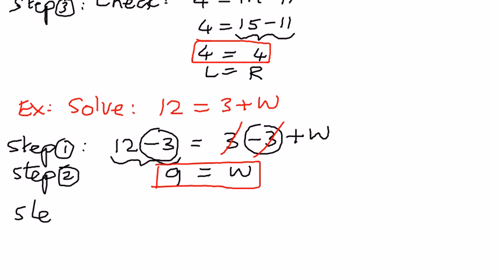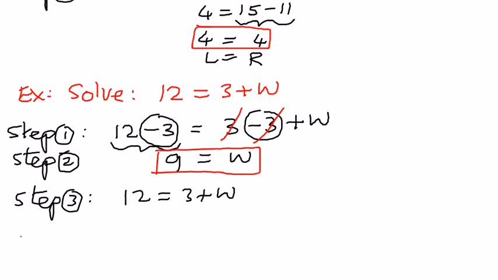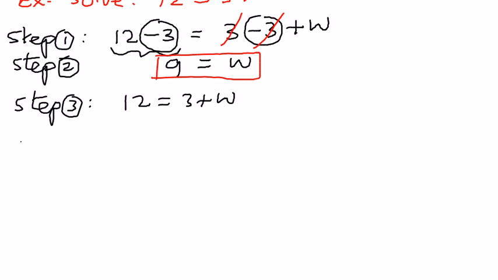In step number 3, we said we're going to go back and check our work just to make sure that the solution we have arrived at is correct, or if we need to modify or correct it. So 12 is equal to 3 plus w is our original equation, and we want to check our work, and the way to do that is as follows. We're going to substitute the value of the variable w as equal to 9. 12 is equal to 3 plus 9. The value on the right hand side, 3 plus 9, is equal to 12, and the value we have on the left hand side is 12.